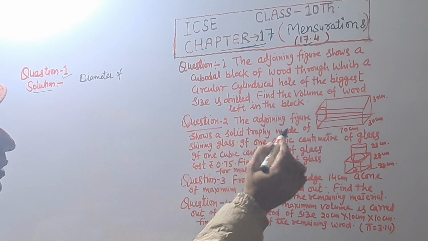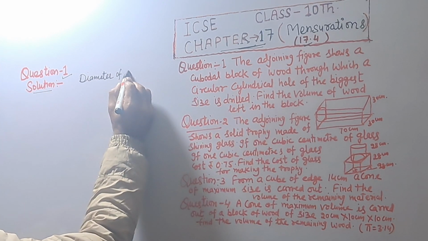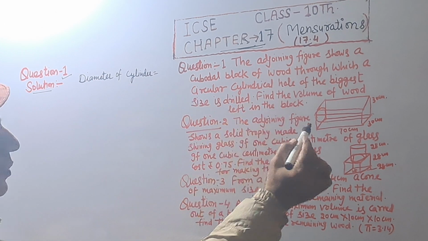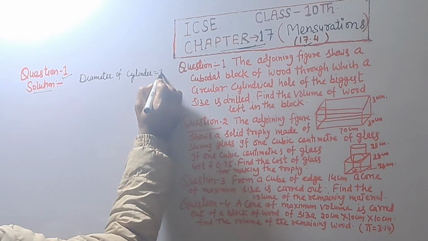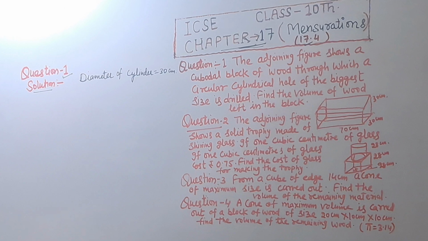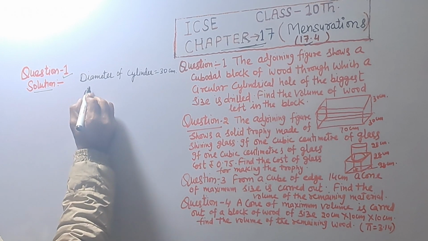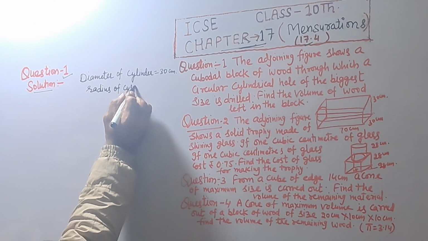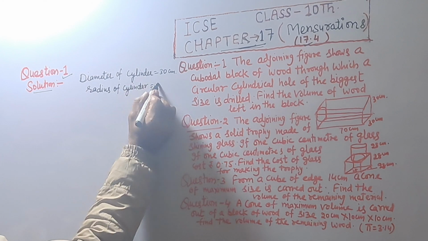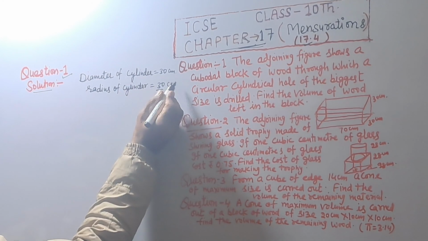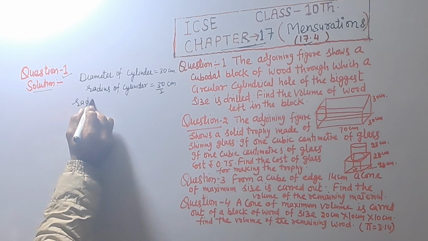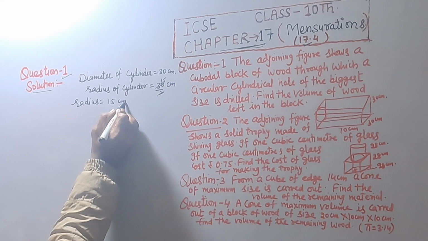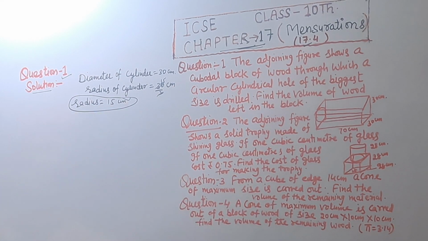Diameter of cylinder is equal to 30 centimeter, and radius of cylinder, that is half of diameter, so radius is equal to 15 centimeter.